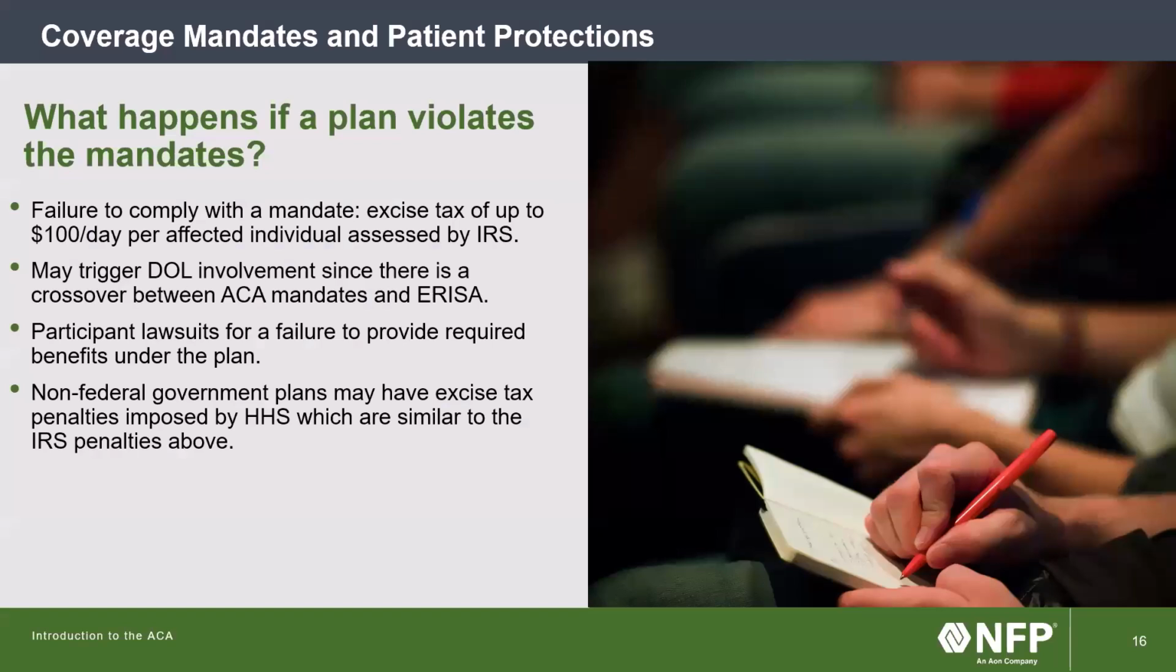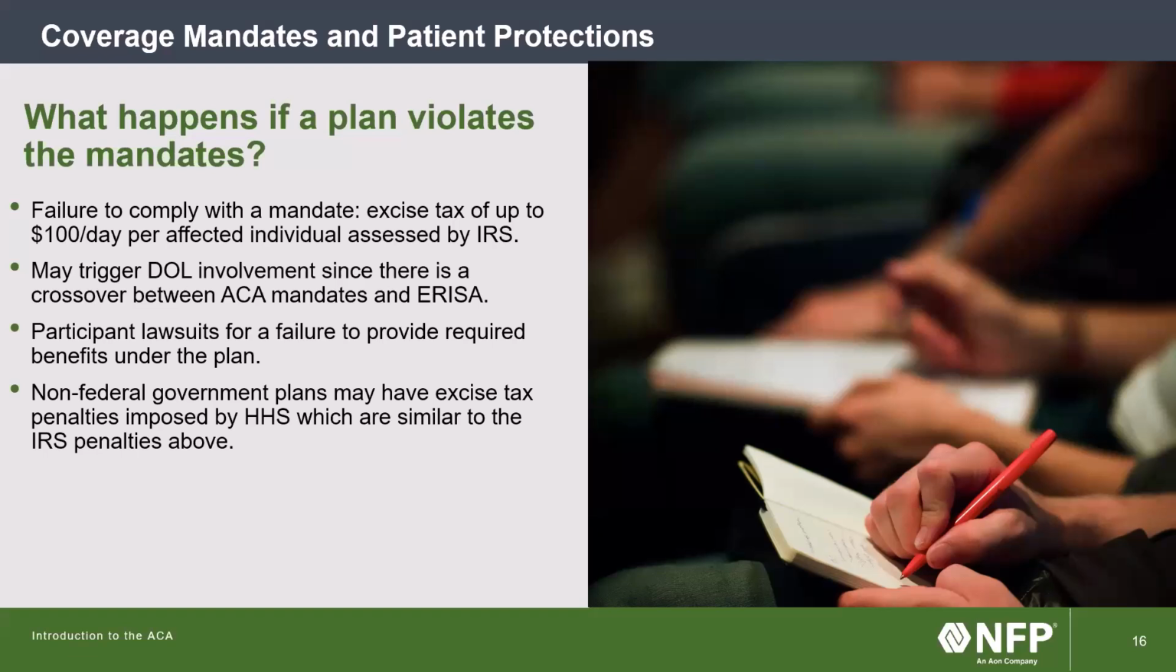And so then we say, what happens if a plan violates the mandates? So there can be some penalties that come up. So the IRS can actually assess an excise tax of $100 per day per affected individual for failure to comply with a mandate. And for non-federal government plans, HHS actually assesses a similar penalty as well. So there can be some financial penalties that arise.